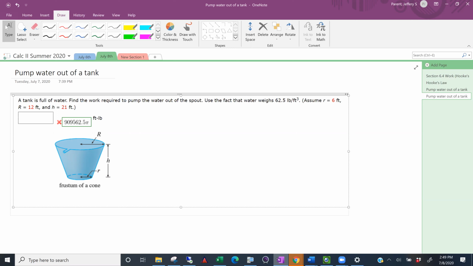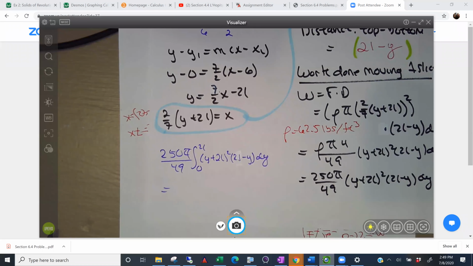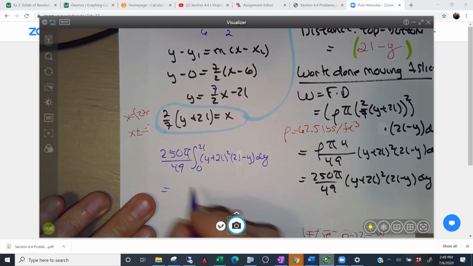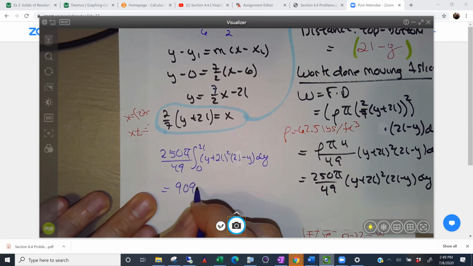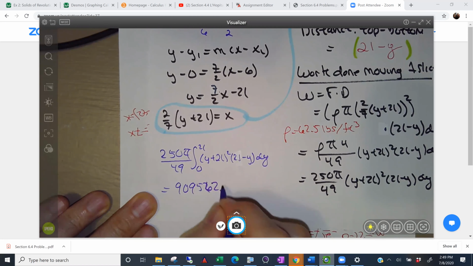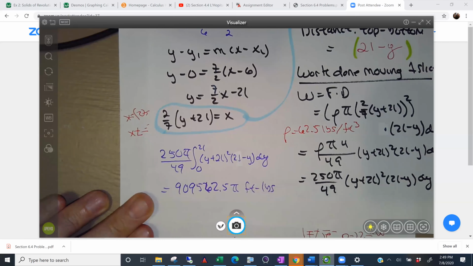Sorry. Keep on hitting the wrong one here. There we go. So keep the units of pi here, 909,000, 562.5, 62.5 pi, and the units would be foot-pounds.